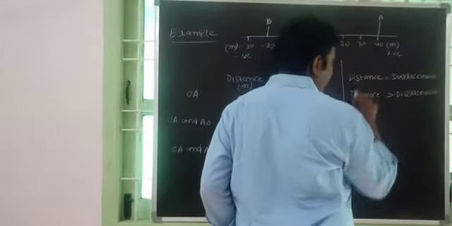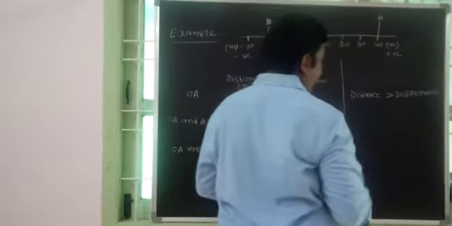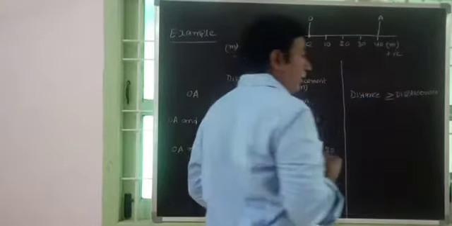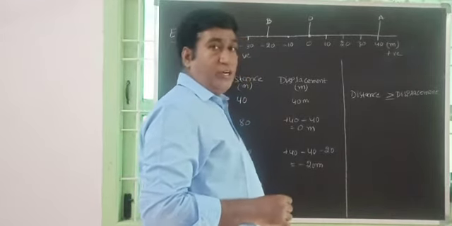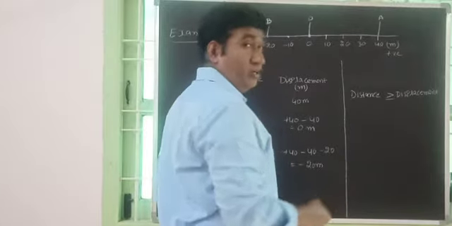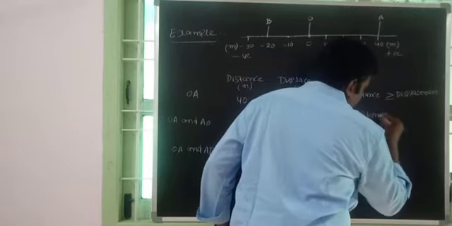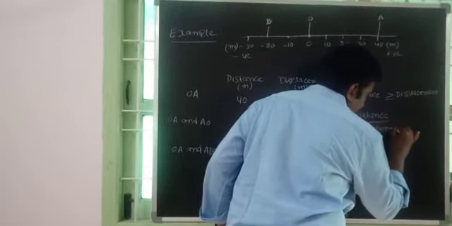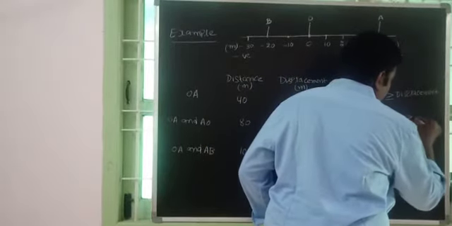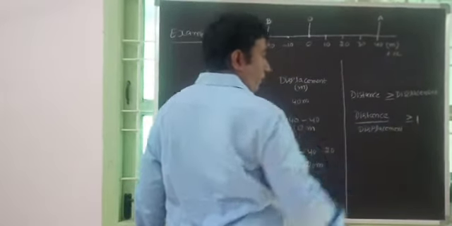With the help of this, finally we can write here that distance is equal to displacement and distance is greater than displacement. By combining these two, in general we should write distance is greater than or equal to displacement. In some cases they may ask what is the ratio of distance by displacement, so for competitive exams, you can write here distance by displacement is greater than or equal to 1. So the ratio of distance by displacement is greater than or equal to 1, which we can express.